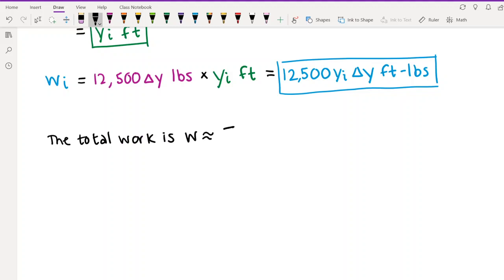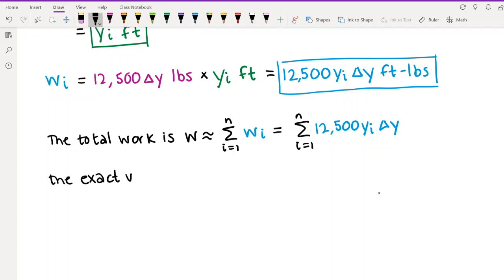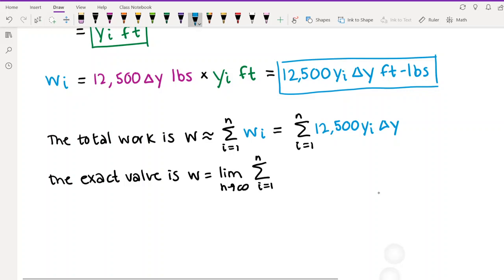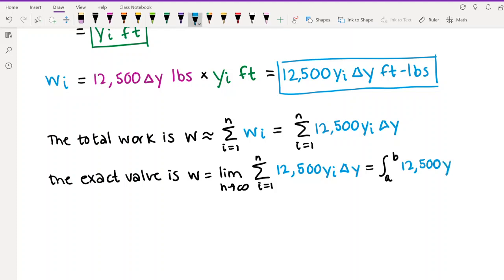is approximately equal to the sum from 1 to n of adding up the work done by each slice, right? Another way of saying that would be the sum from 1 to n of 12,500 yi delta y. And then how do we find the exact amount? Well, that's where we take the limit and imagine that we have infinitely many of these little slices, so that our approximation gets better and better until we actually get the exact value. As we've seen in the previous examples, we end up with an integral and the number is still 12,500, but the yi turns into a y and the delta y turns into dy.